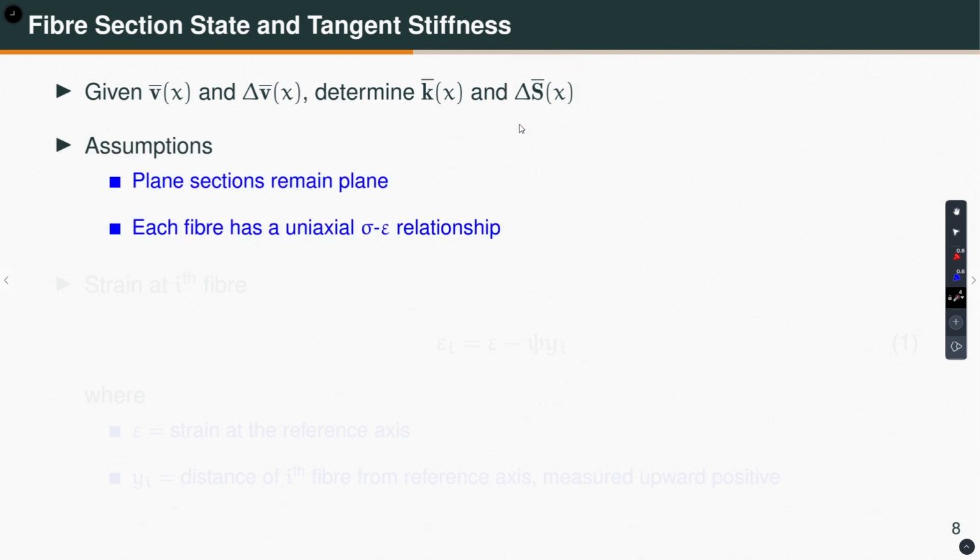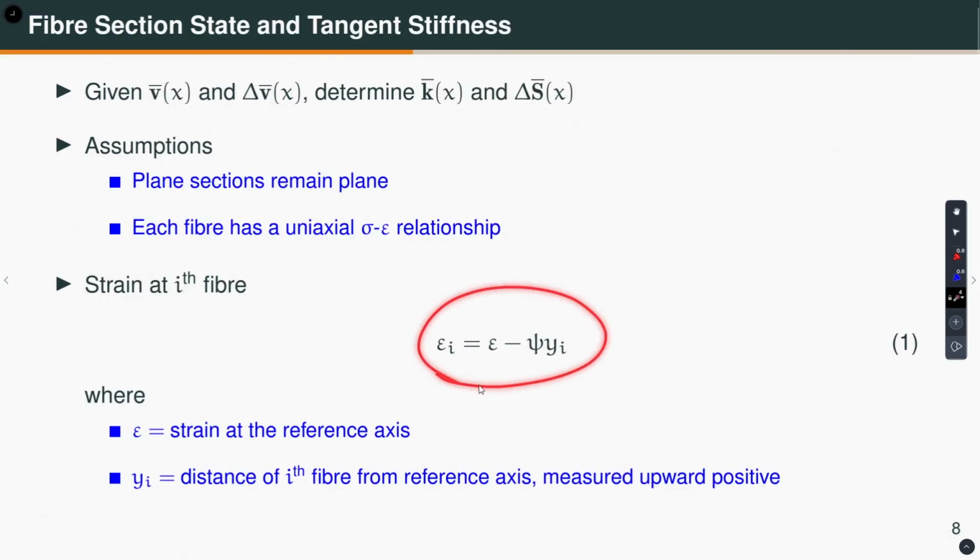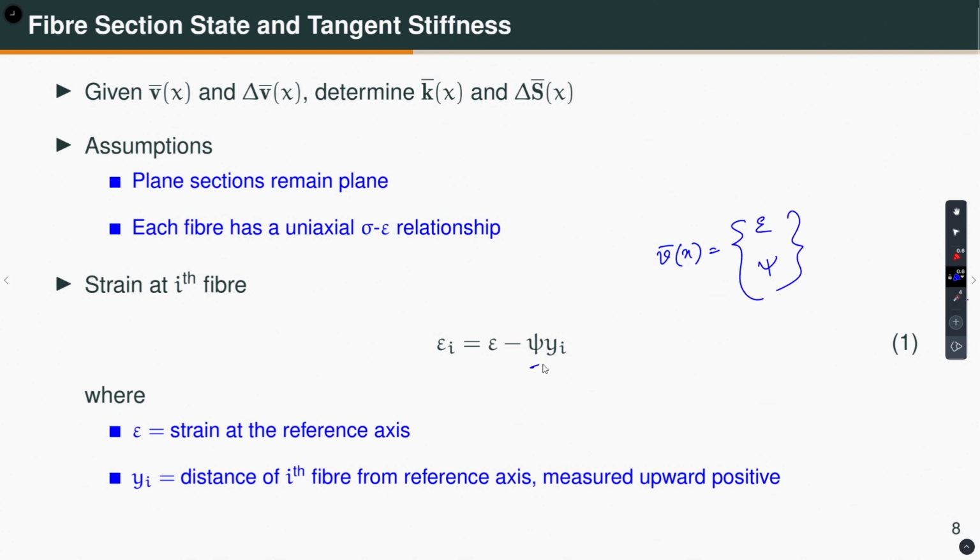Okay. Assumptions are plane sections remain plane, and therefore, we get that linear double triangular strain distribution. Each fiber has a uniaxial sigma epsilon relationship, okay, as I have shown you earlier. So, the strain at the ith fiber, which I have already shown you, epsilon i is epsilon minus psi into yi, where epsilon is the strain at the reference axis, which if I write the deformation vector Vx is basically epsilon and psi, okay, and this is the curvature, right.